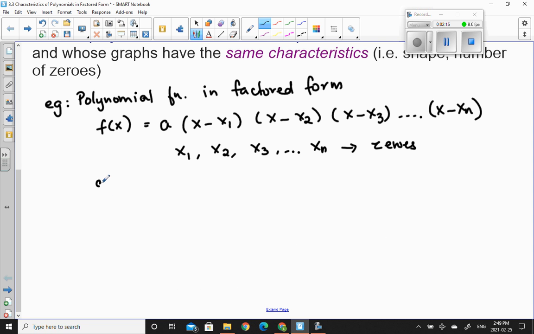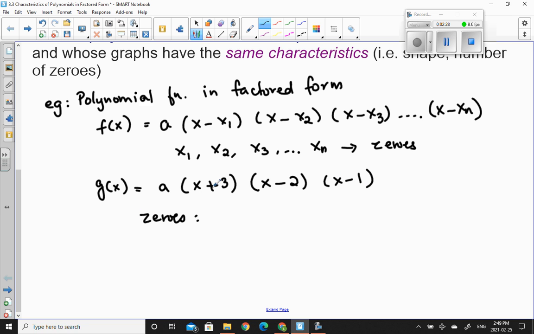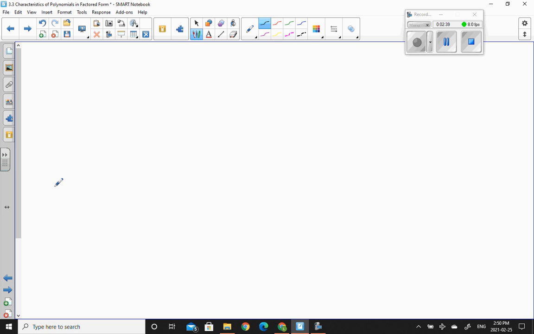So if I gave you a function g of x equals a times x plus 3 times x minus 2 times x minus 1, what would the zeros be of this polynomial function? It would be -3, +2, and +1. You could tell because it's in factored form. So that's something that we will be looking at in this lesson. We're going to look at how to determine zeros.